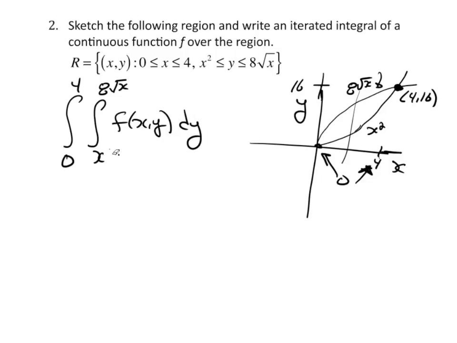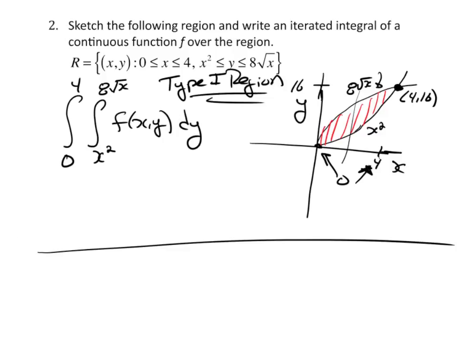And there's my solution. I'm just going to clean this up real quickly. There we go. There's my solution. So if I knew what the actual function was that I was going to integrate over this particular region, I could just substitute that function in here. Now, I should add to this: this is as a type 1 region.